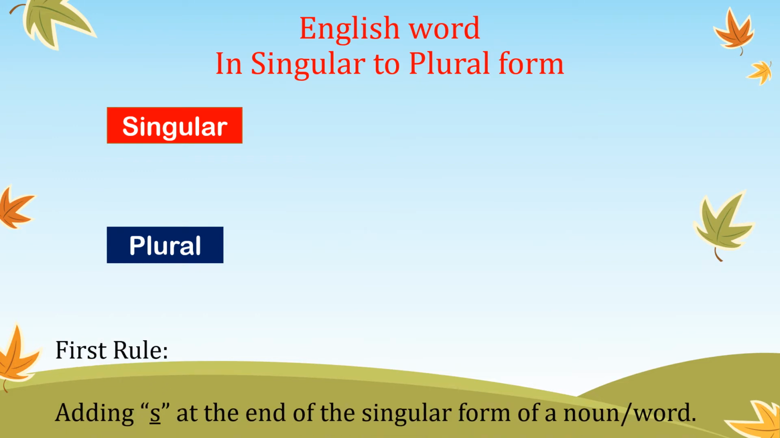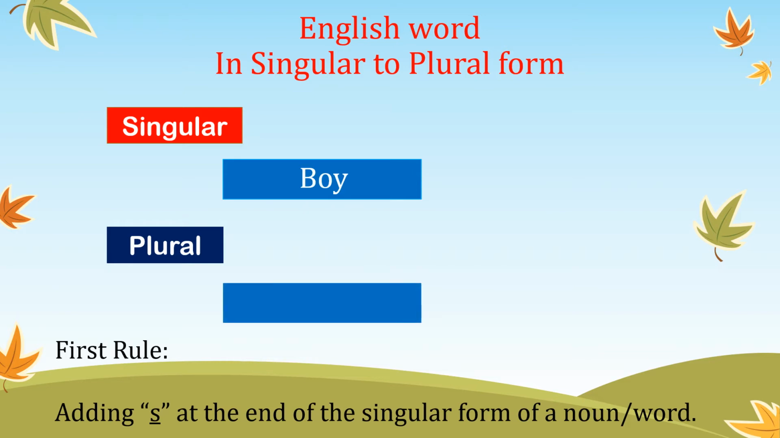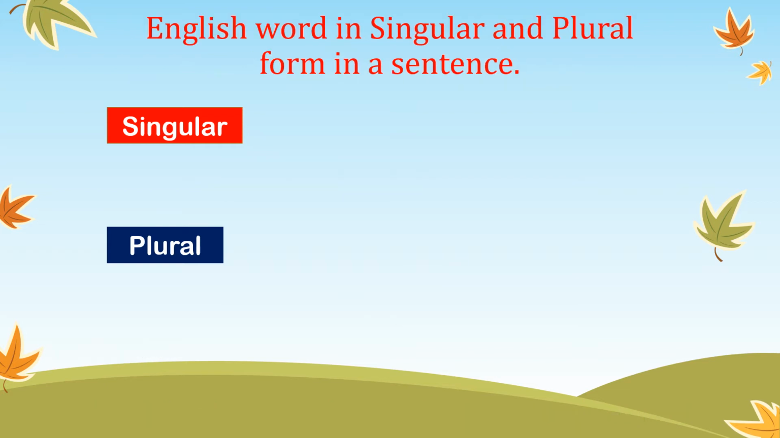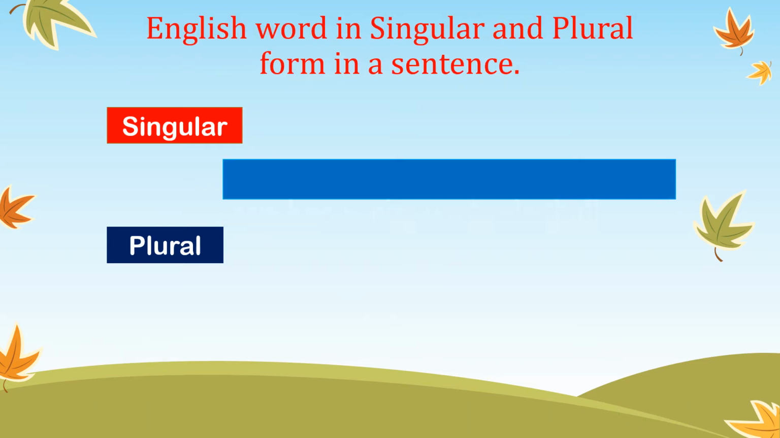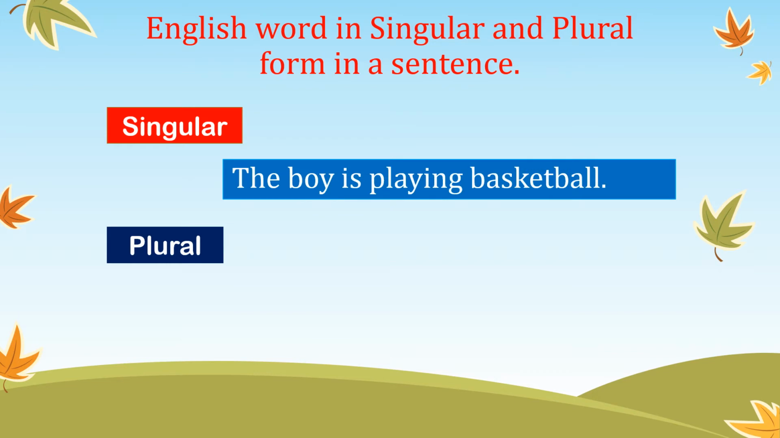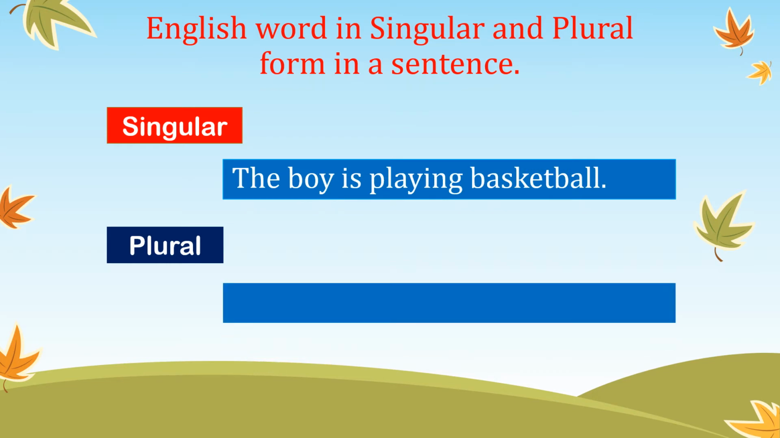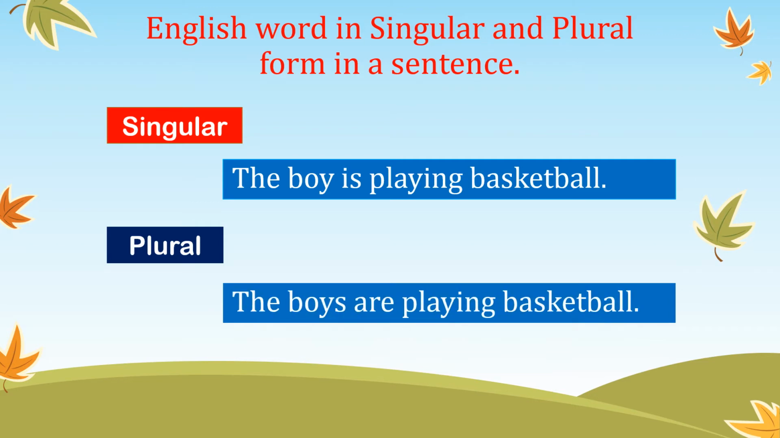Okay, first rule: adding s at the end of the singular form of a noun or word. For singular, it's just boy. If you want to make it plural, just add s: boys. Okay, let's use it in a sentence. In the singular form, the boy is playing basketball. In the plural form, the boys are playing basketball.